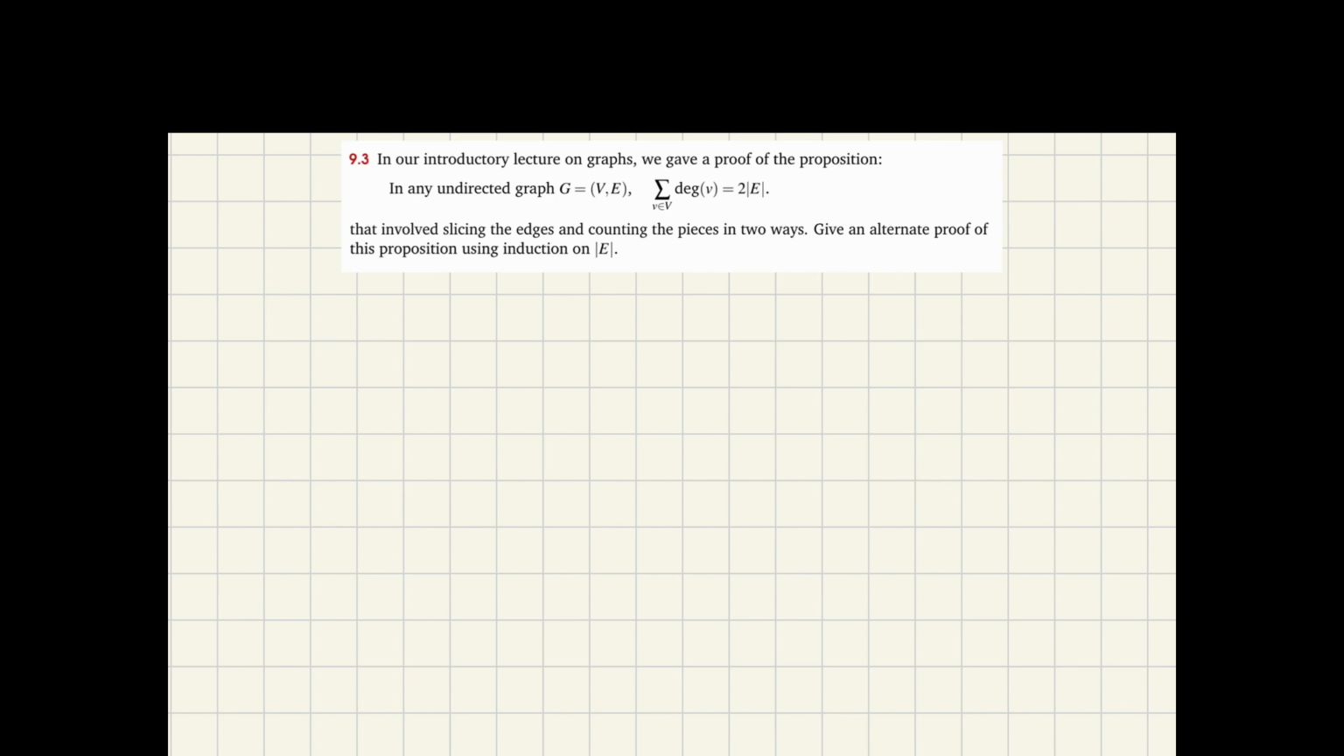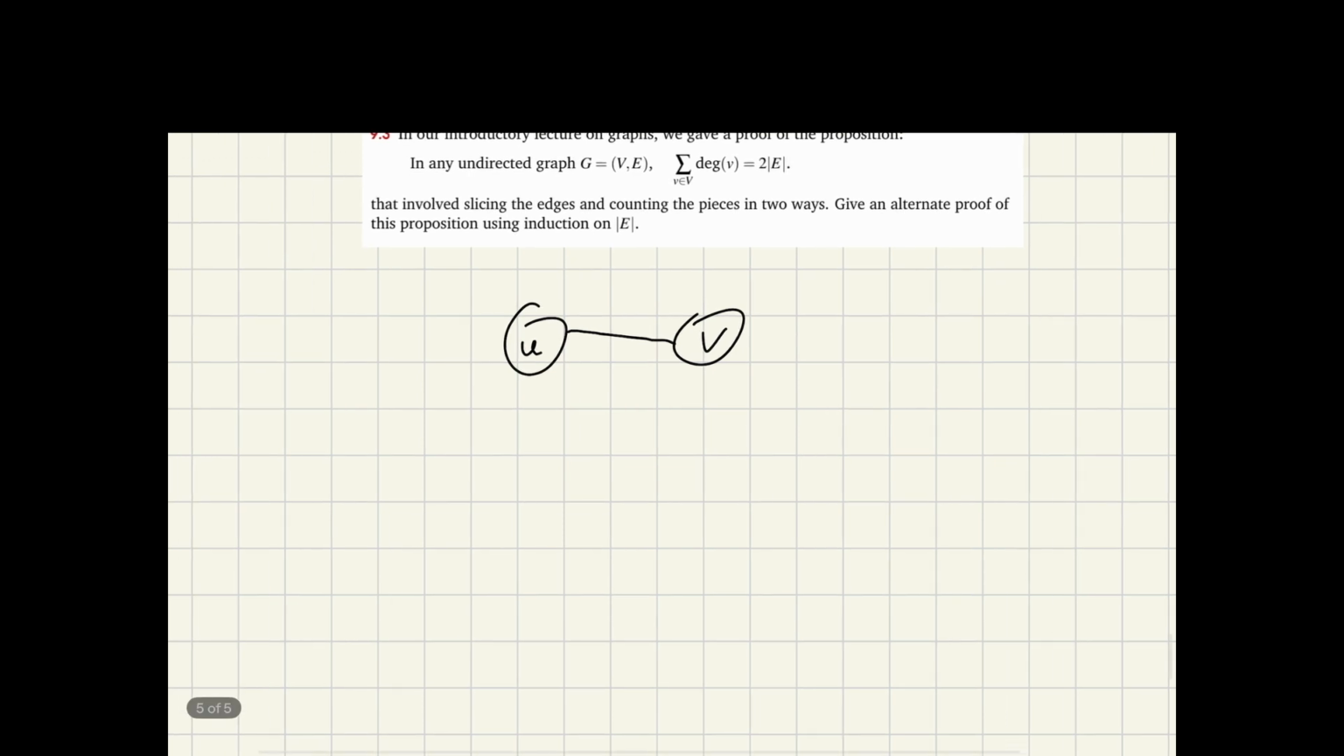So a degree in a graph, let's say we have U and we have V. A degree in a graph is the amount of edges that are incident to any vertex. So, for example, if I draw an edge here, U's degree is exactly 1 because it has one edge incident to itself, and V's degree is also 1 because it only has one edge incident to itself. So, let's get started with the actual proof.